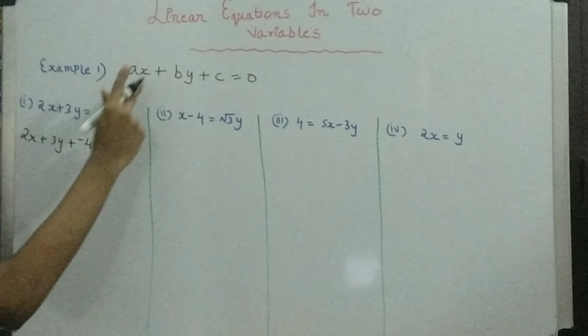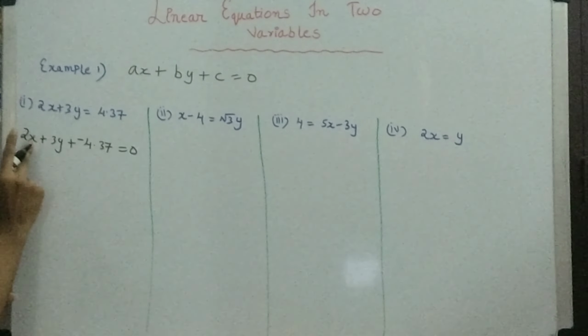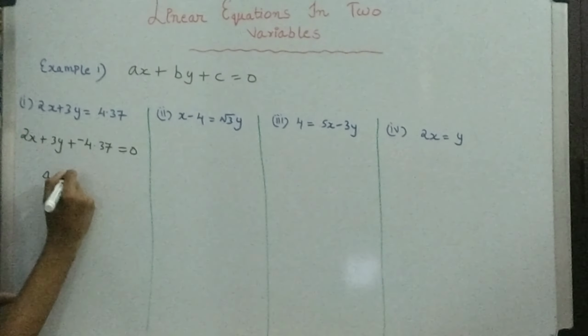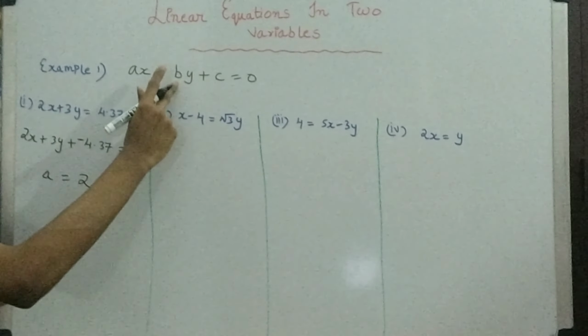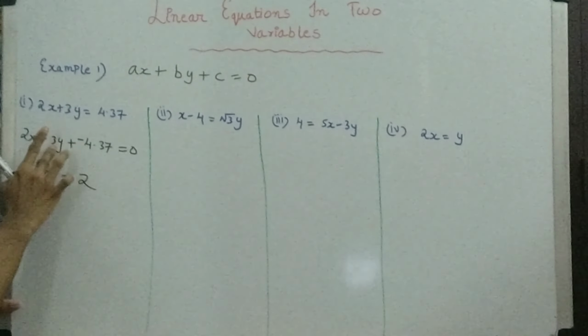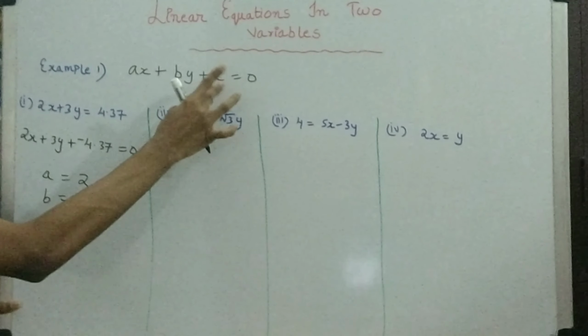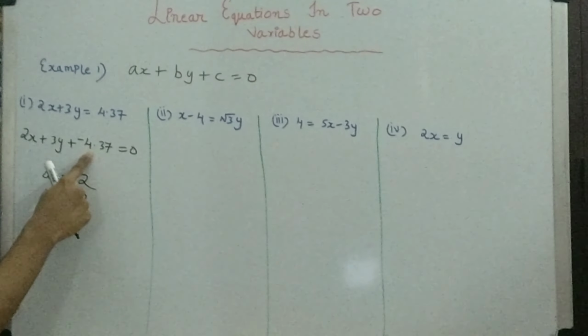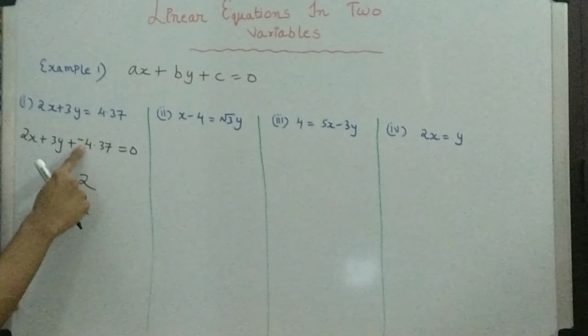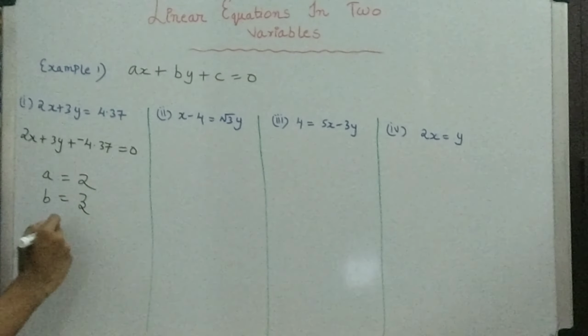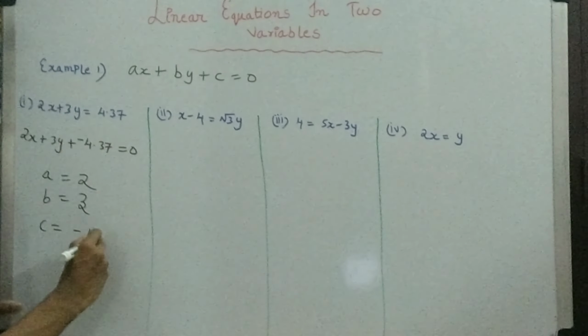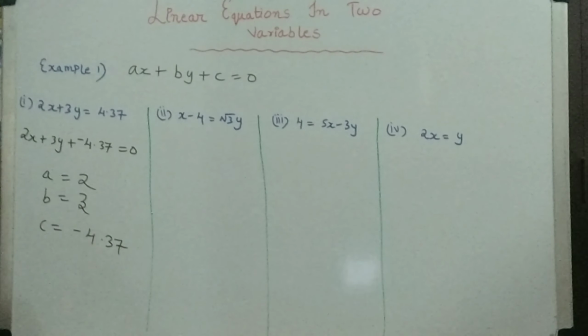So from here, a is the coefficient of x. So the coefficient of x is what? It is 2. Similarly, b is the coefficient of y. So here the coefficient of y is equal to what? Just 3. And c is the constant term. So here the constant term is what? Minus 4.37. So you can write c is equal to minus 4.37.